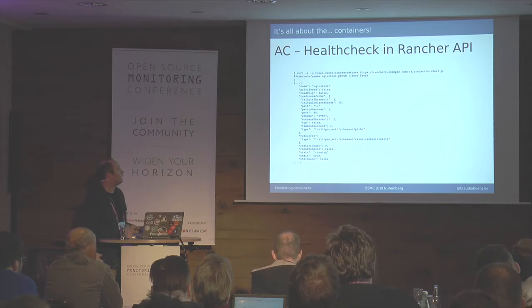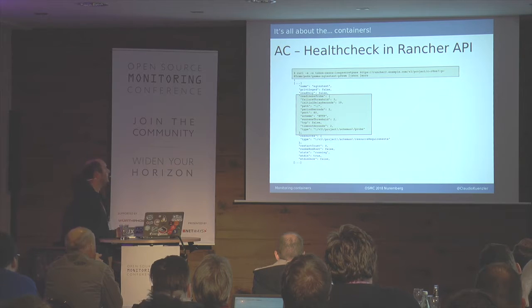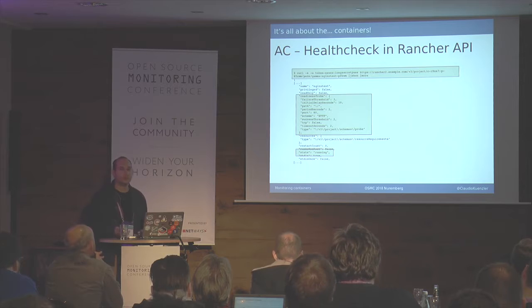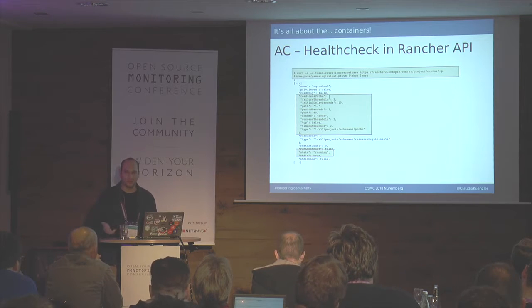And of course, we can also check it in the API. So we just use curl to access the HTTP API from Rancher. And we see the readiness probe. Further down below, there would be the liveness probe as well. And most importantly, we have the state, which gives us back the actual state of the container. So if both readiness probe and liveness probe succeed, then we have a running state.